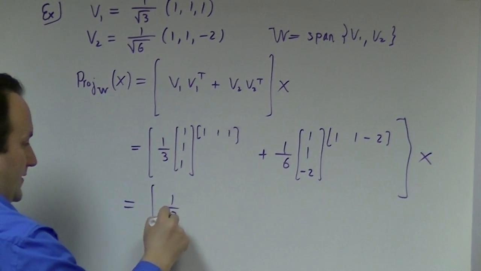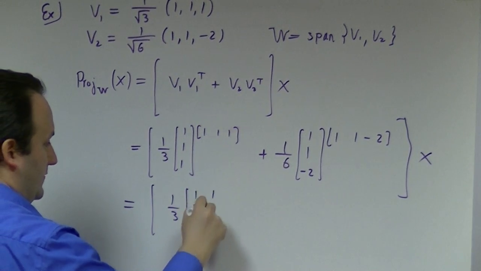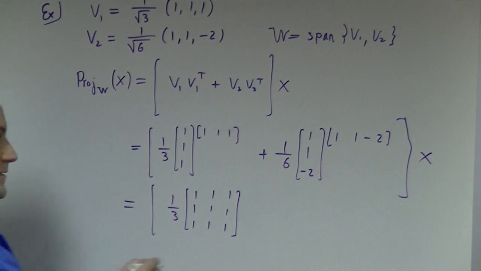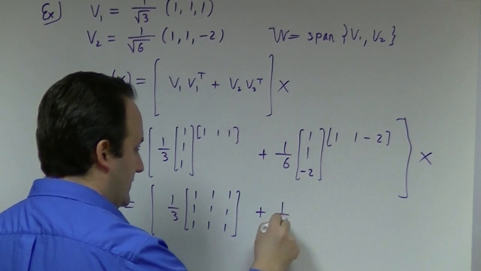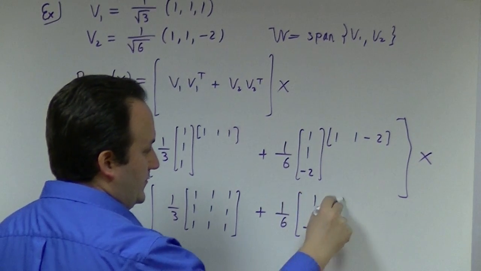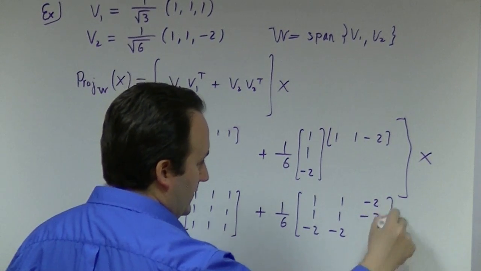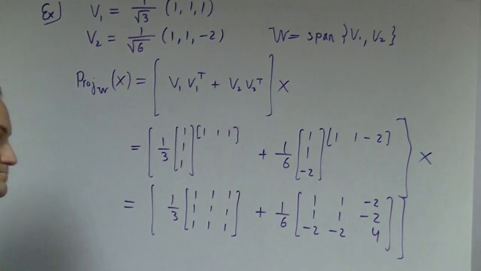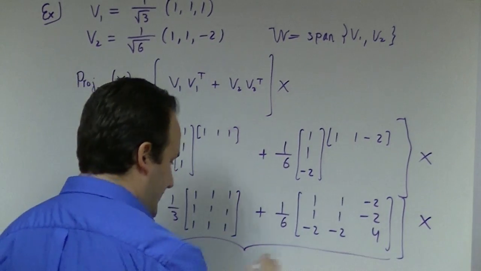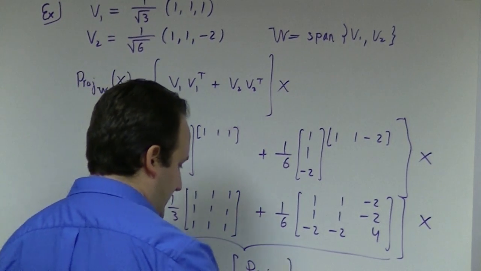So that gives you 1/3 times the matrix of all 1s. Okay, it's very boring. There it is, though. And plus 1/6 times: 1, 1, minus 2; 1, 1, minus 2; minus 2, minus 2, 4. So this right here, guys, is the matrix of the projection that we talked about last time.